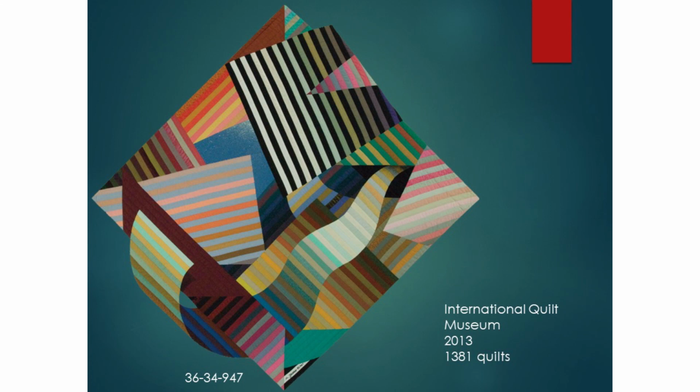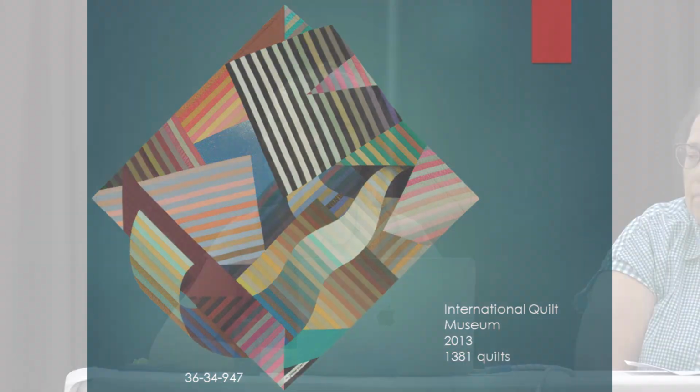And just as, again, a couple of examples here, the International Quilt Museum, we have 1,381 of their quilts, and they're still working with us to get the rest of their quilts into the Quilt Index. And then we also wanted to look at special collections that perhaps were either sub-collections of existing museums, or they were completely divorced from any repository. And so a few examples here.